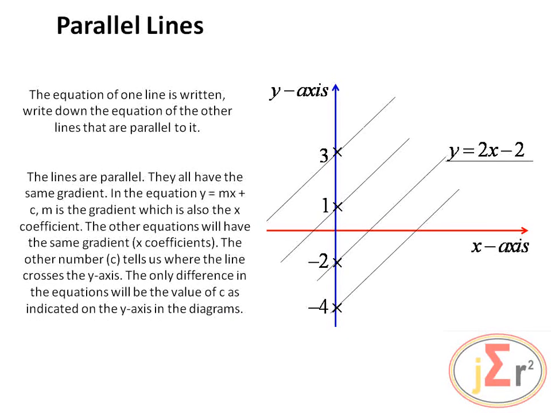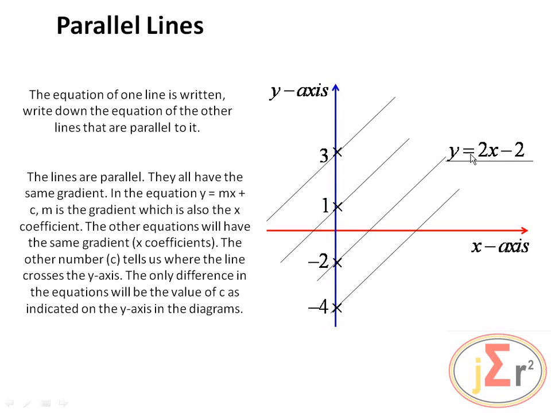In the equation y is equal to mx plus c, m is the gradient, which is also the x coefficient. The other equations will have the same gradient, the same x coefficients. The other number, c, tells us where the line crosses the y-axis. The only difference in the equations will be the value of c as indicated on your y-axis in the diagram. So the only difference is going to be this.